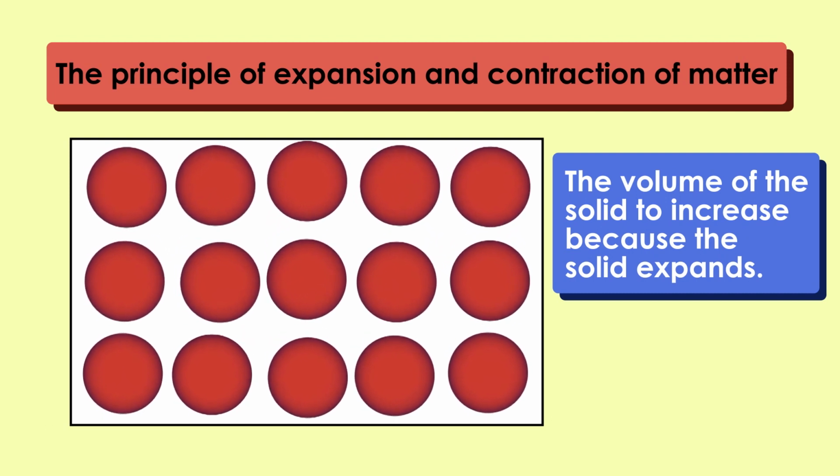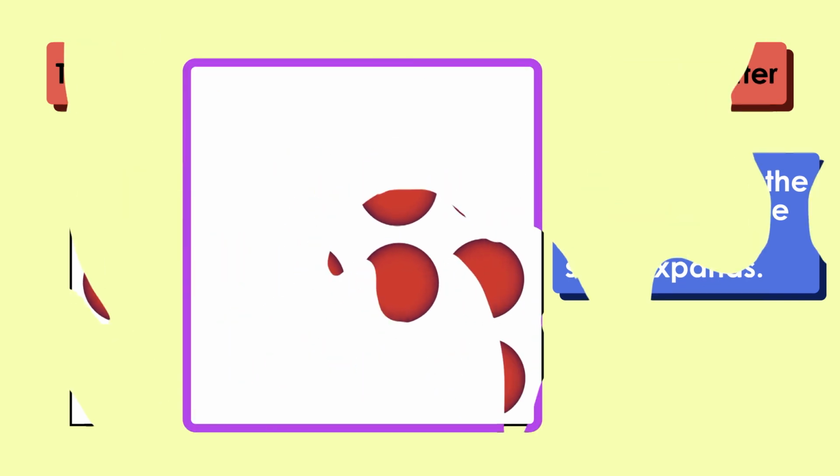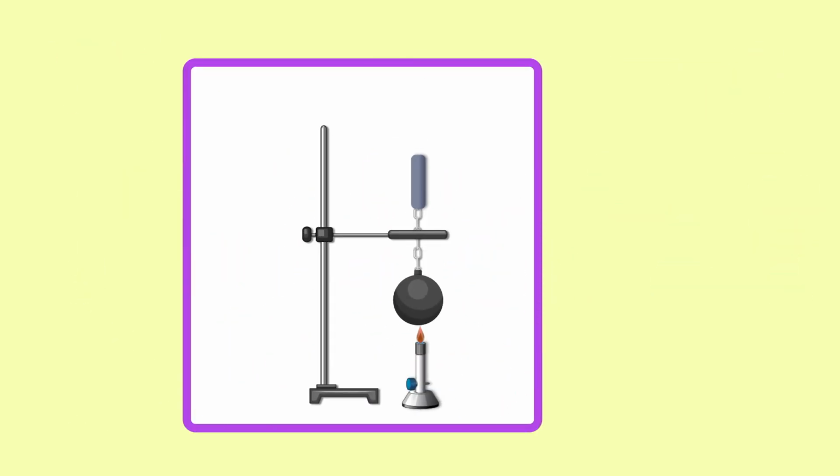Let us take a look at the experiment in this picture. Heat the end of a metal bar using a Bunsen burner for 5 minutes. Try to fit the hot metal bar into the metal ring. What can you observe? Yes, the metal bar can't fit into the metal ring.